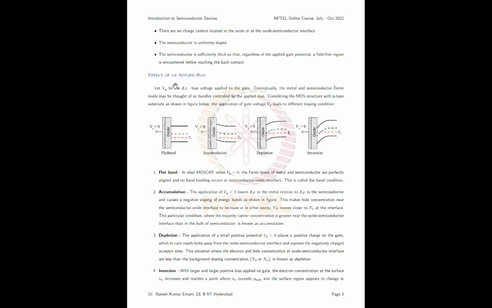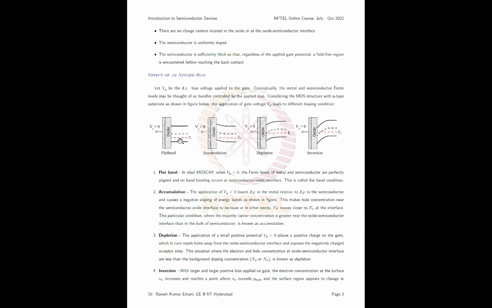So when you apply a DC bias VG to your gate metal, conceptually the metal and semiconductor Fermi levels may be thought of as handles controlled by the applied bias. Considering the MOS structure with a p-type substrate as shown in the figure below, the application of VG leads to different biasing conditions.